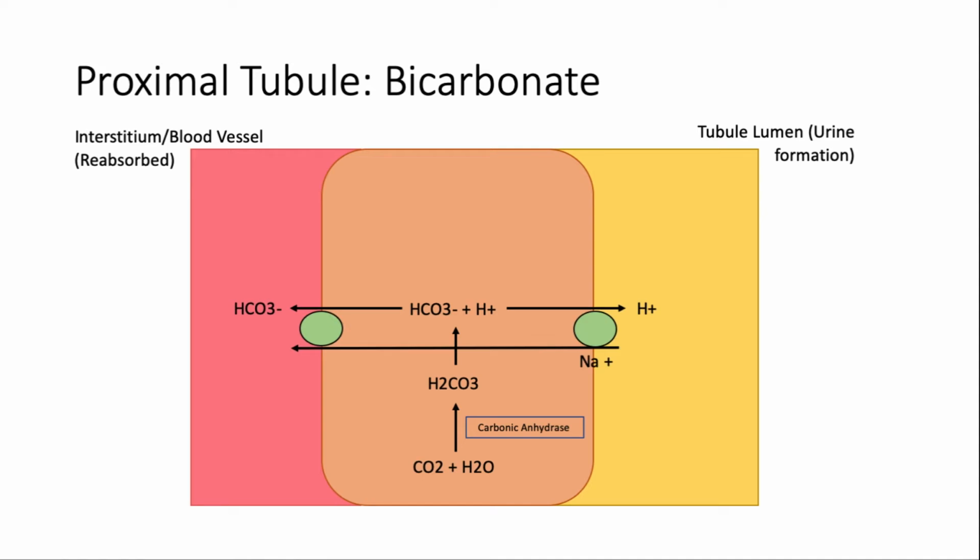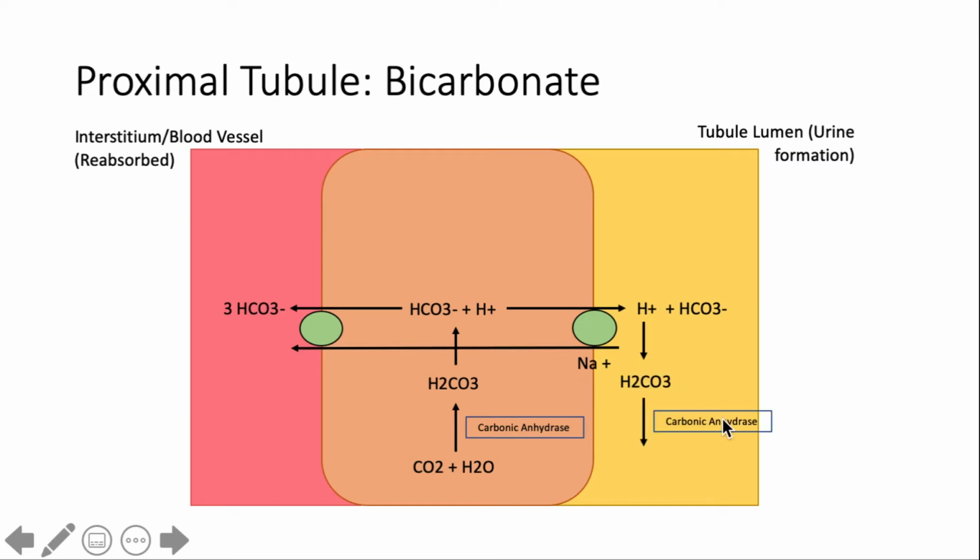But from there, we're also going to recover the bicarbonate that was lost into the urine. And it can combine with that hydrogen ion, and it essentially does the reverse of what we just talked about. It creates carbonic acid and then dissociates down with carbonic anhydrase into CO2 and water so that it can come back through the cell.